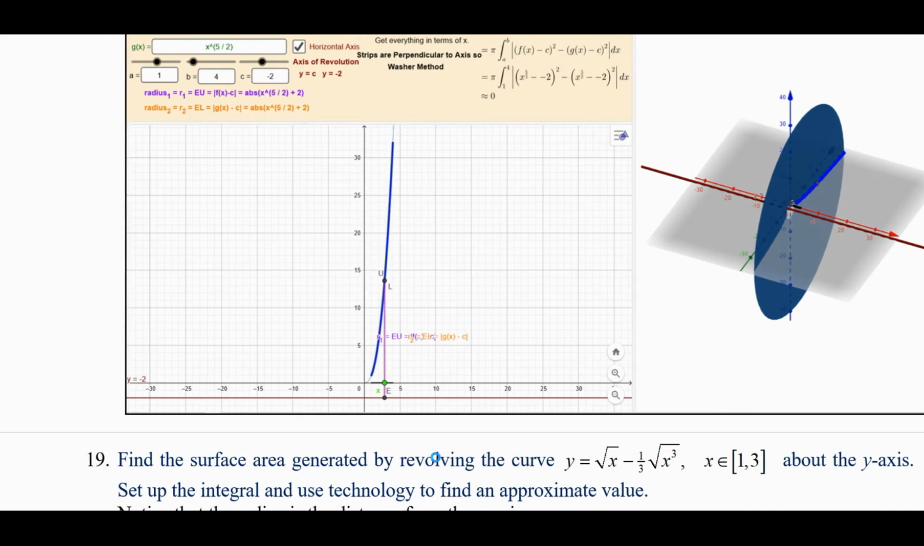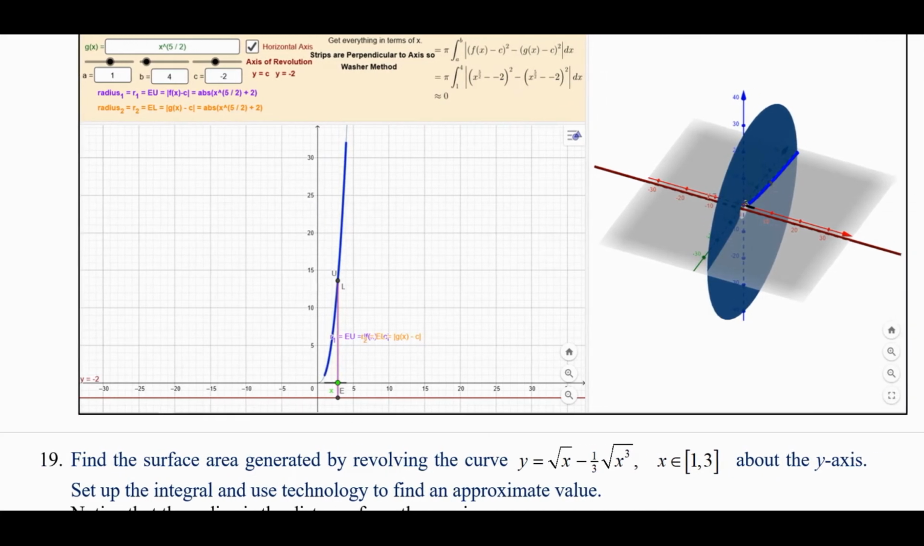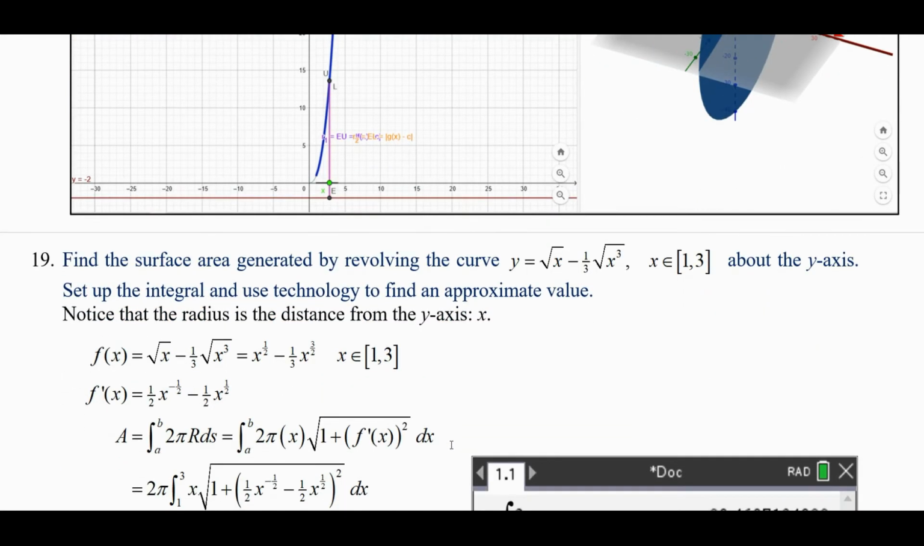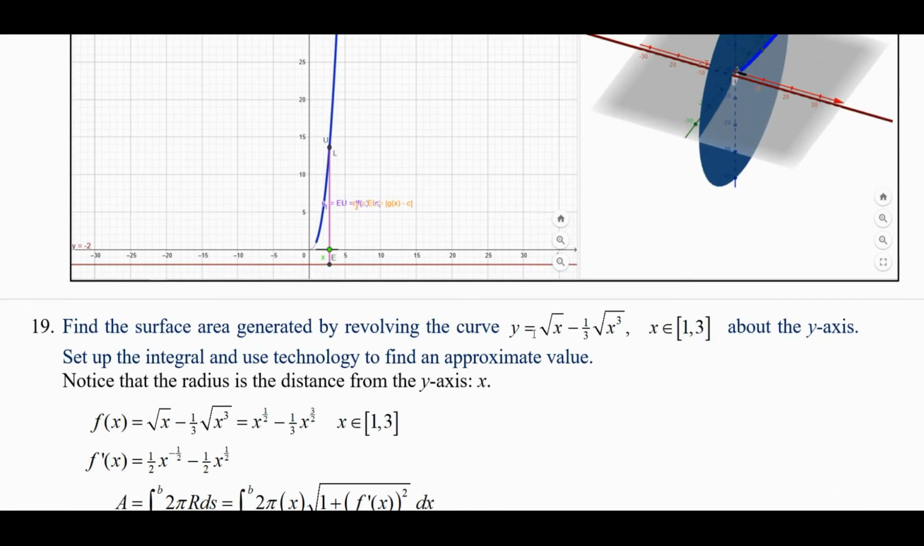Hopefully you've worked this on your own. Let's take a look at what we get here. Well, let's see what we have. We have the function f of x is square root of x minus 1/3 square root of x cubed. That in power function form is x to the 1/2 minus 1/3 x to the 3 halves. This is going from 1 to 3. We take the derivative, so it's 1/2 x to the negative 1/2. And then 3 halves times that, the 3's cancel, it's negative 1/2, and power goes down 1, 3 halves minus 1 is 1/2. So there it is.